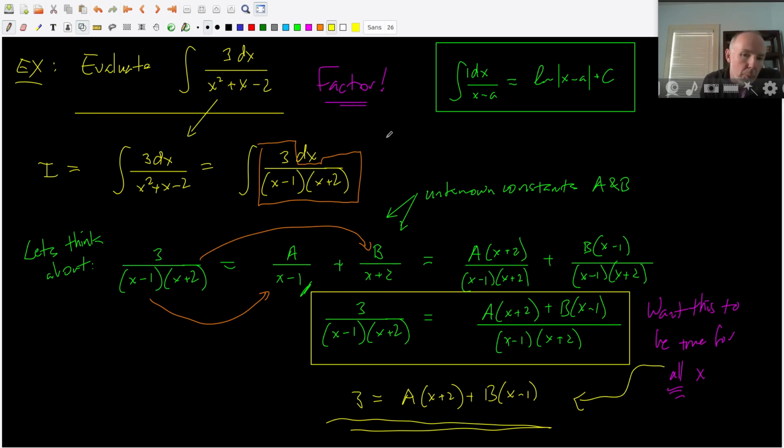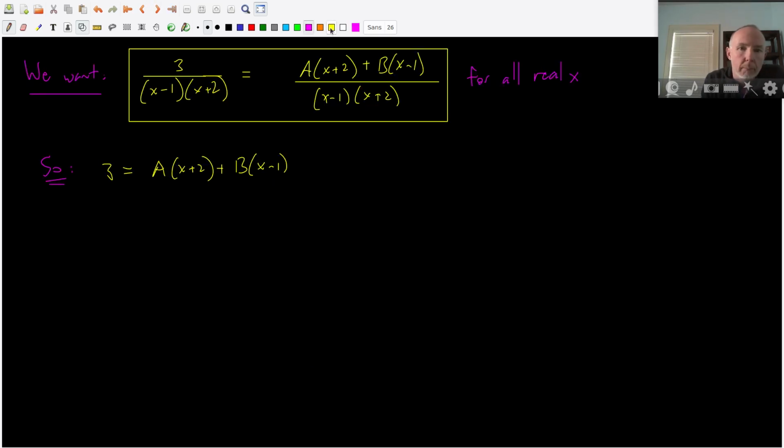So I'm going to go on the next page and show you what I mean by that. So we have that expression, and we want it to be true for all x. So we can ignore the denominator. Essentially, we can cancel the denominator on both sides here, right? And we're just left with the numerator. We need this to be true for all values of x. So let's look at some specific values. If it's true for all x, it must be true when x is equal to 1.